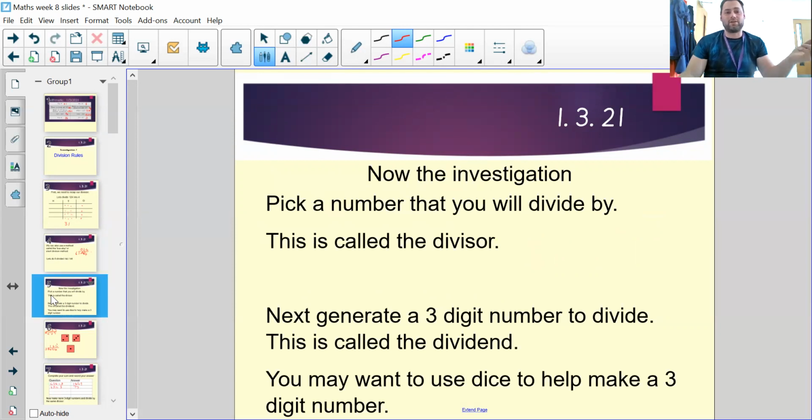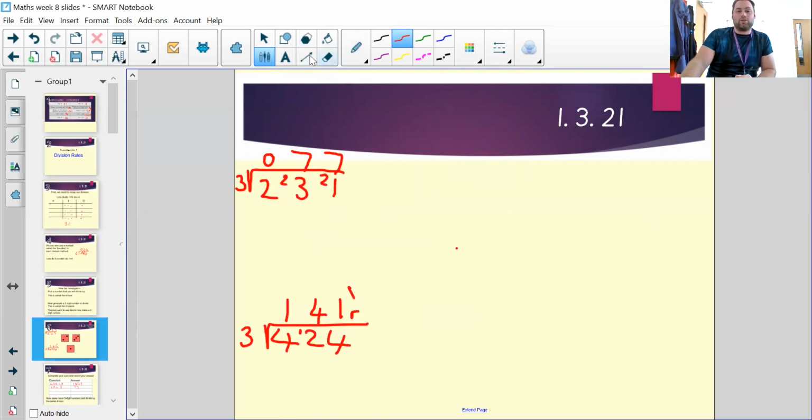Now your investigation. You need to pick a number that you're going to divide by. This is called a divisor. So I'm going to pick 3. So 3 is my divisor. Next, you need to generate a 3-digit number to divide, and this is called the dividend. You may want to use dice, or you may want to use a generator that you can find online.